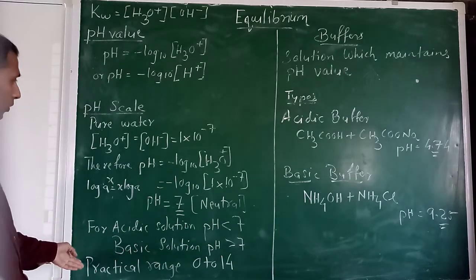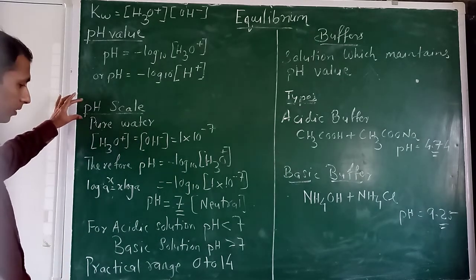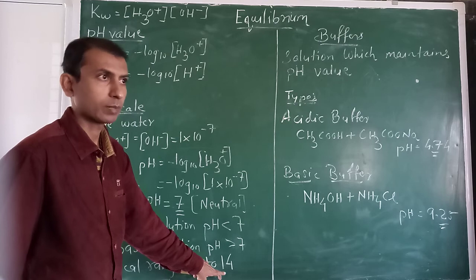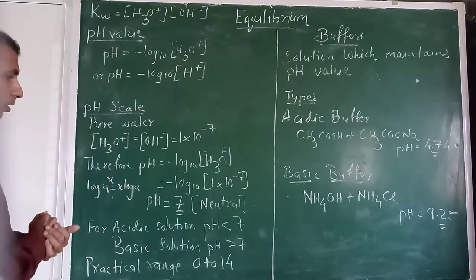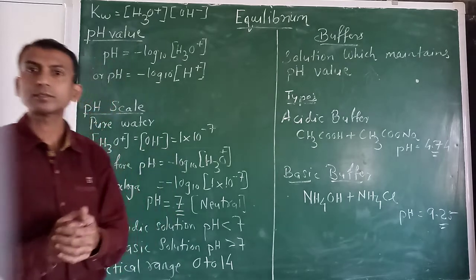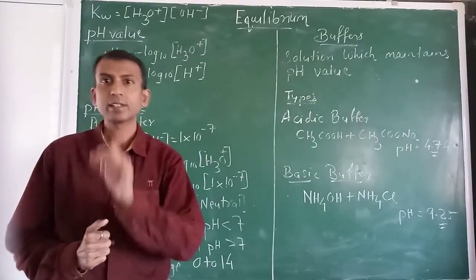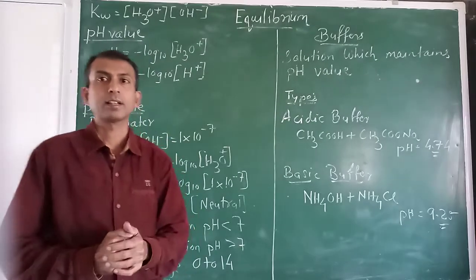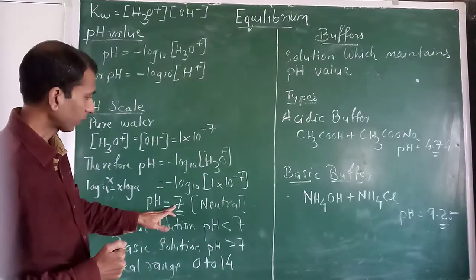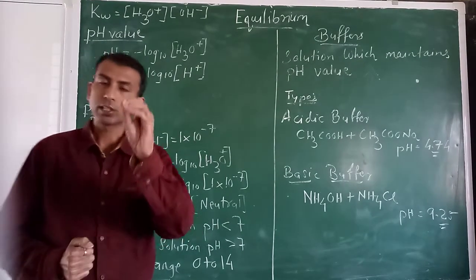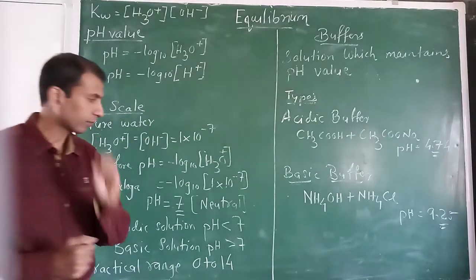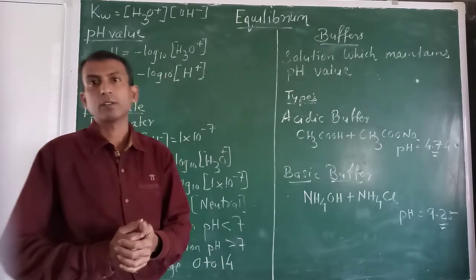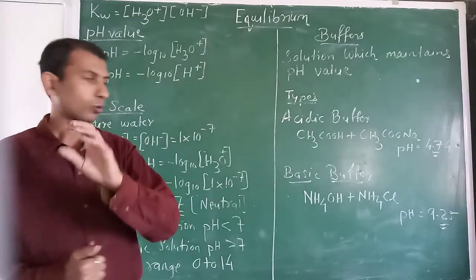So the practical range which is calculated for this pH scale is 0 to 14. In this pH scale, the values between 0 to 7 will indicate that the solution is acidic. An exact pH value of 7 means the solution is neutral, and the values between 7 to 14 will indicate that the solution is basic.